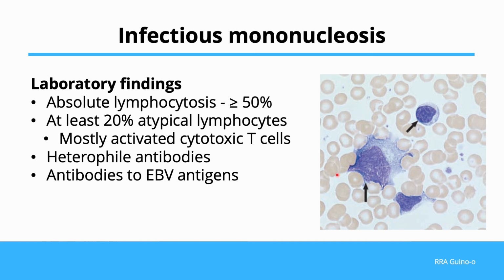In this first example, you can see that the lymphocyte is very, very large, and its cytoplasm is starting to engulf other red blood cells surrounding it. The nucleus is also very large, and you can see some vacuoles being formed in the cytoplasm. Here we have a sort of normal lymphocyte, but it's atypical because the nucleus is indented and there are some small vacuoles in the cytoplasm. Other laboratory findings include heterophile antibodies and antibodies to EBV antigens. Both of these we'll be discussing in this lecture.